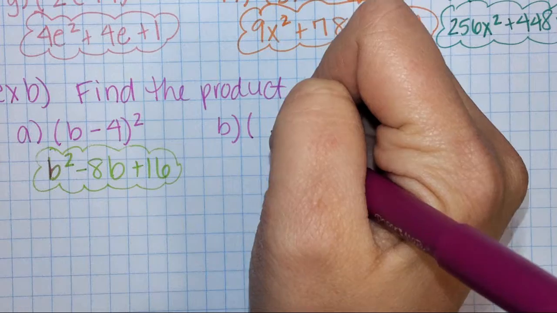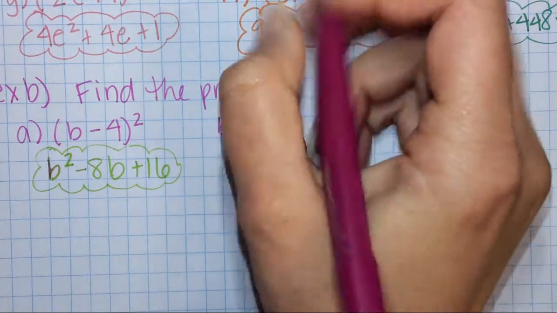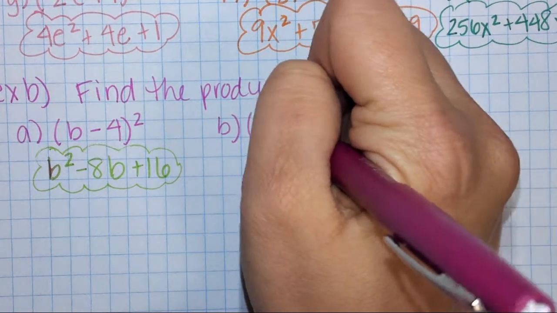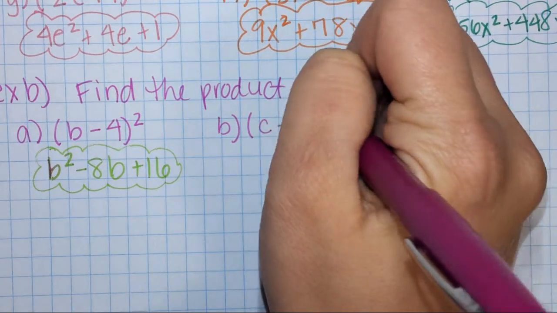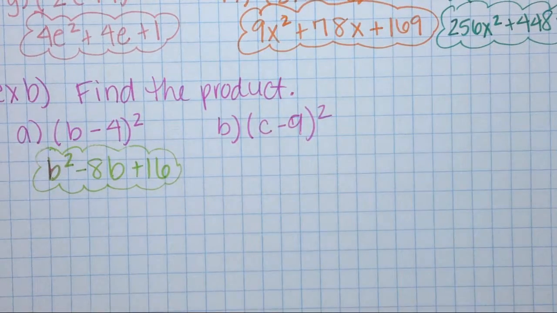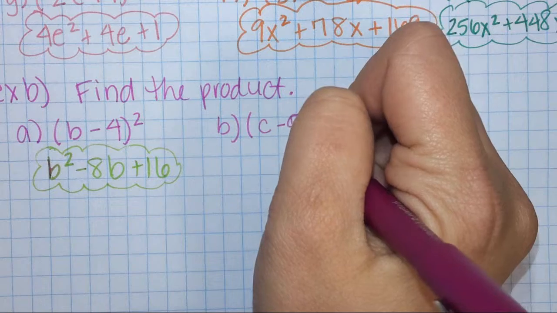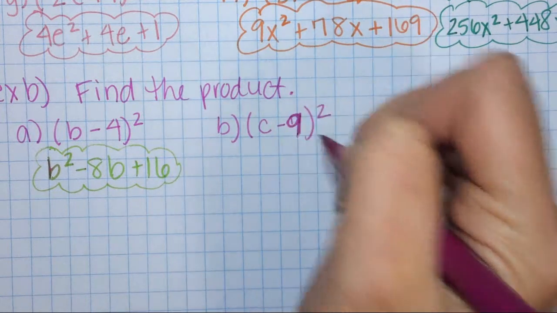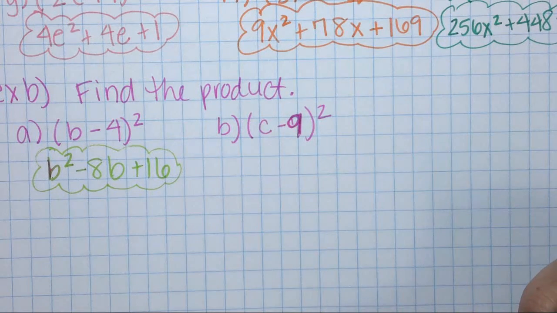I don't care if you show Jesus. That's not how it works. Alright, (C minus 9) quantity squared. That's a 9. I'm going to go to the next grade. Okay, as long as you label it 23C.